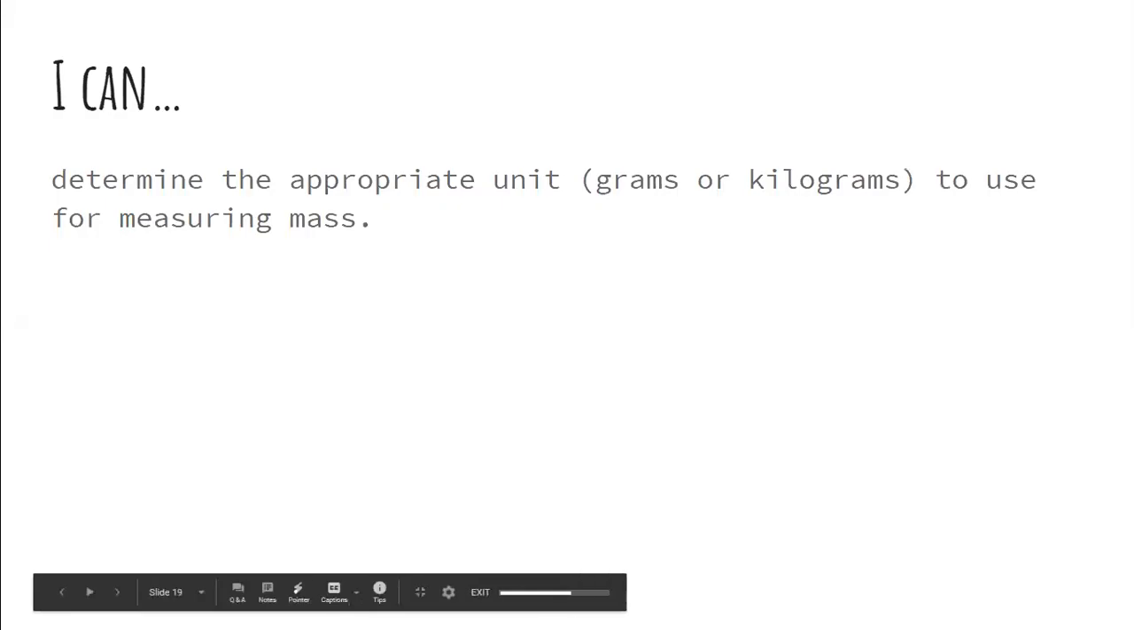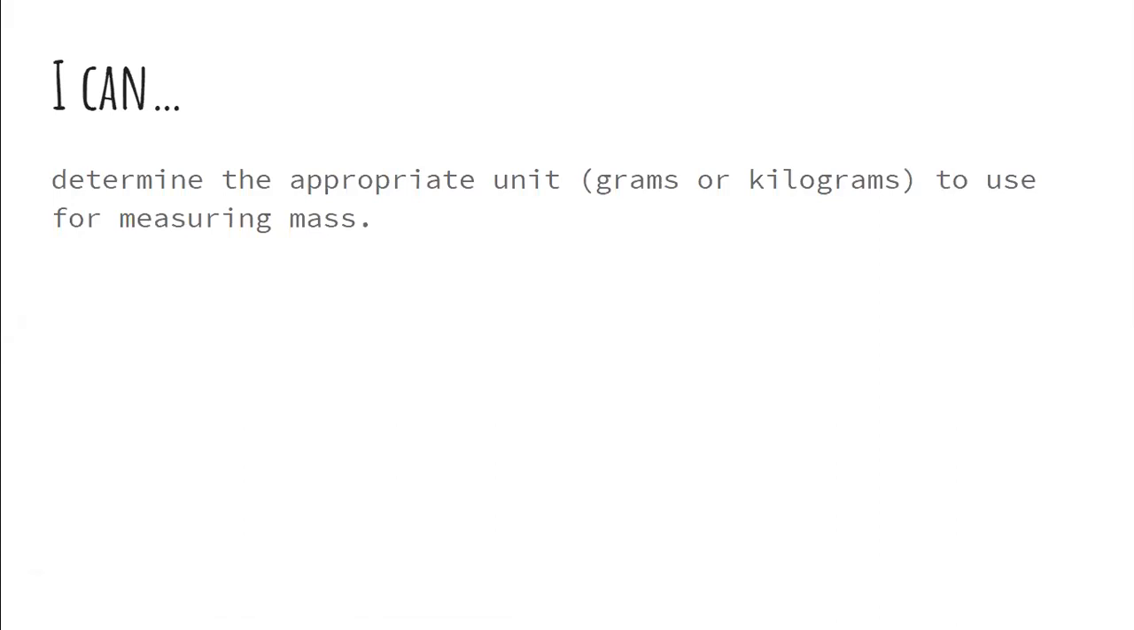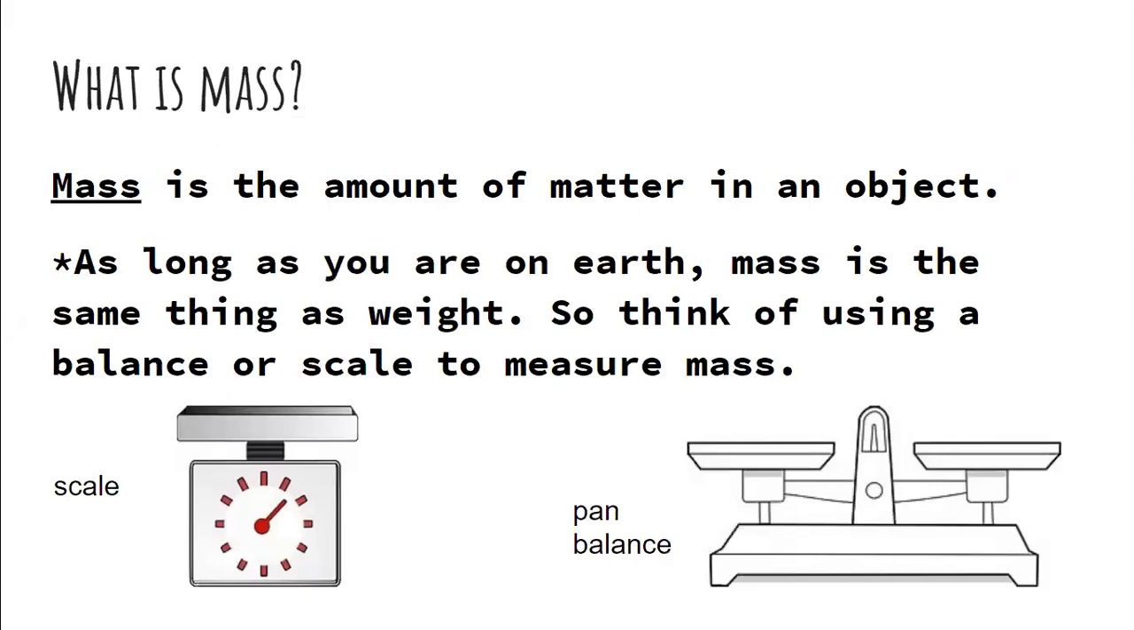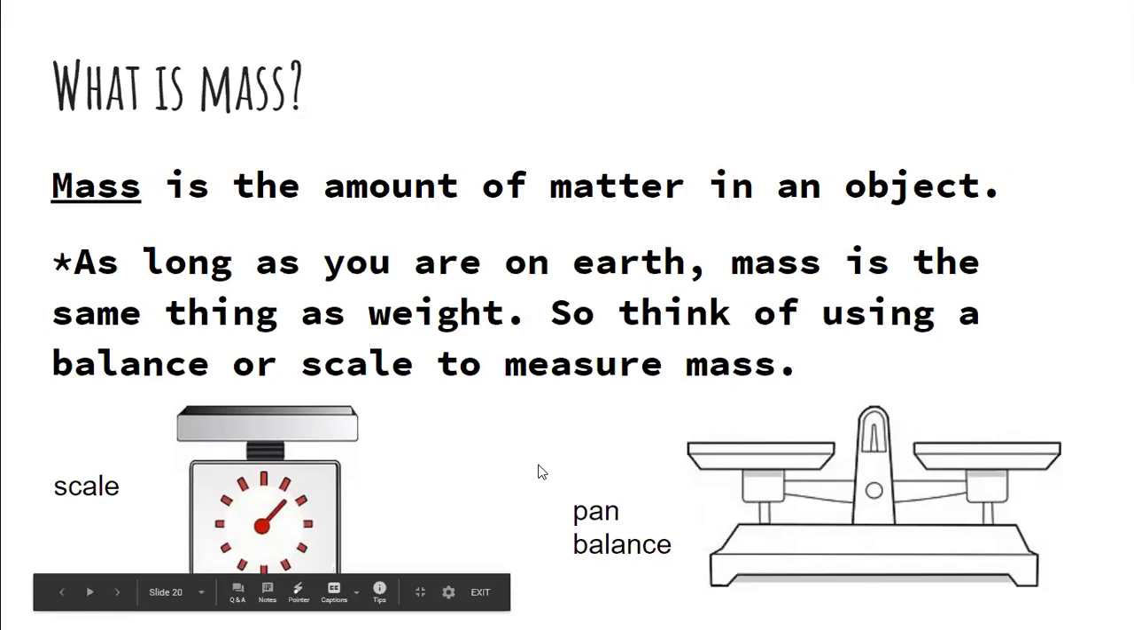Okay, so in today's lesson, our goal is to be able to determine the appropriate unit, grams or kilograms, to use for measuring mass. What is mass? Mass is the amount of matter in an object. As long as you are on Earth, mass is the same thing as weight. So think of using a balance or a scale to measure mass. So we have the example. The first one is a scale, and then the second example is a pan balance.